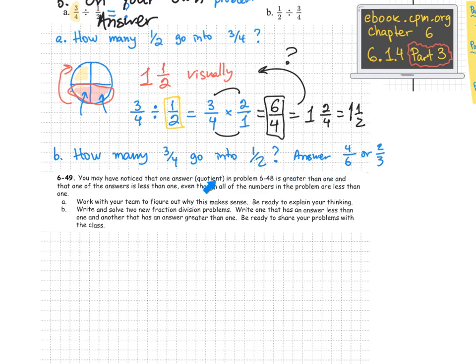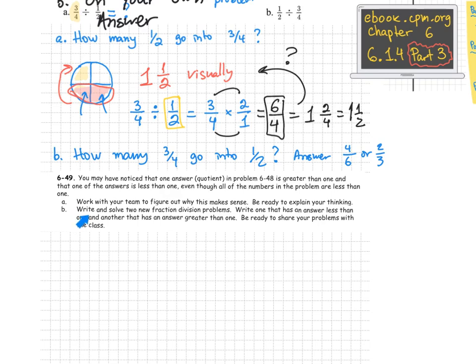So they're saying the answer to division, which is called the quotient, one of it was larger than 1, yes, we got 1 and 1/2, and the other one was smaller than 1, 0.666 repeating, or the 2/3 that we're talking about, or 4/6 that is less than 1 whole. So be ready to explain your thinking. So why does this make sense?